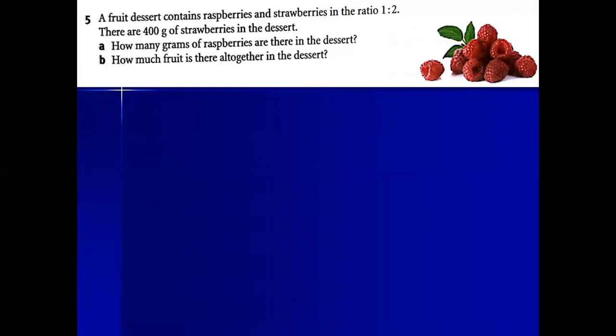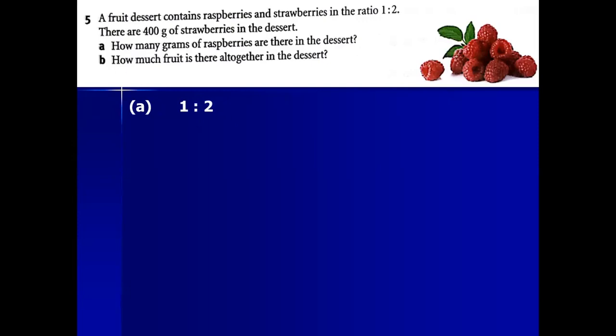It's containing raspberry and strawberry. So the first number is containing what? Raspberry is 1. Strawberry 2. Good job. Now there is 400 of strawberry. So to find the amount of 1 part, what will you do? Divide by 2. Good job. So how many grams of raspberries are there in the dessert? 200. Excellent. Good job.